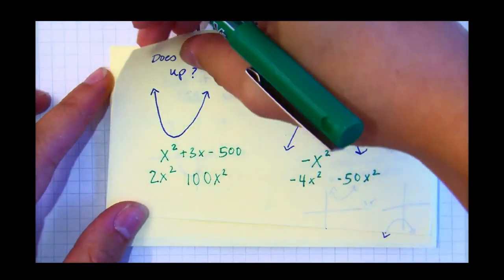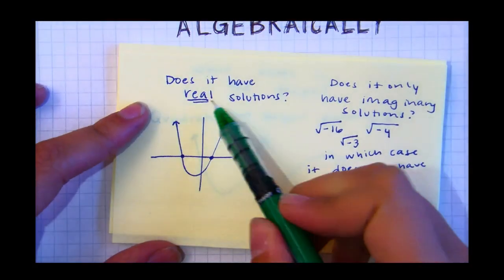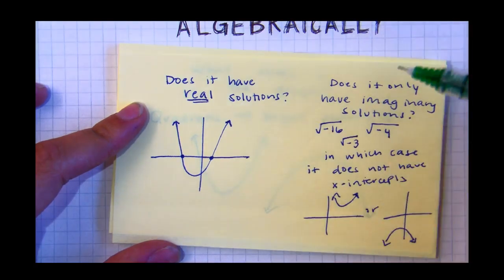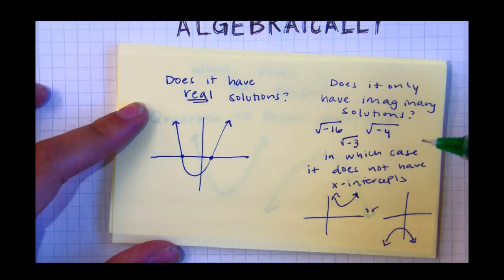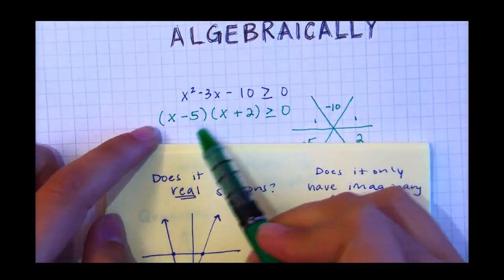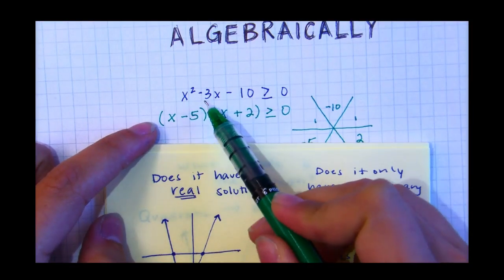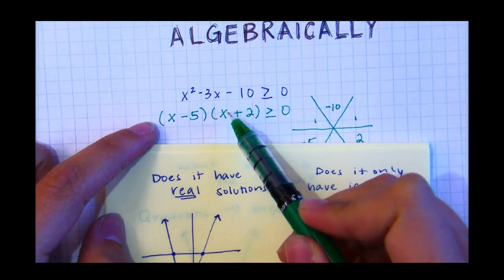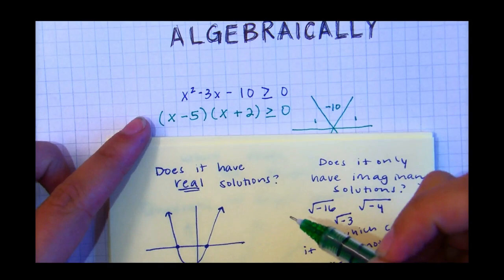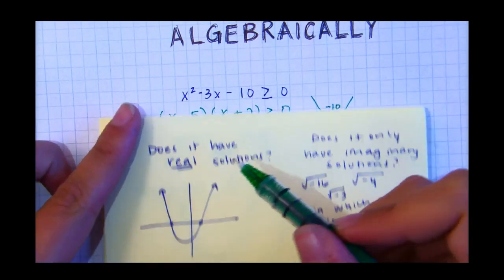The last question you're going to ask yourself is, does my parabola have real solutions, or does my parabola only have imaginary solutions? If you're able to factor your parabola, then this function, x squared minus 3x minus 10, has real solutions. If you are able to use the quadratic formula and find solutions, then you have real solutions.